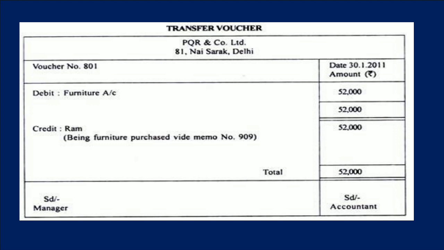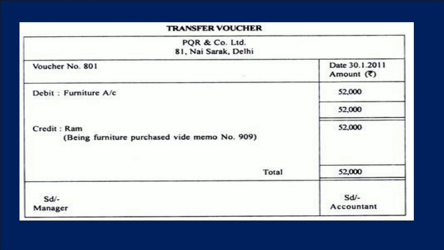Along with the debit voucher and the credit voucher we have to prepare a transfer voucher. So what is a transfer voucher? When we transfer goods from one place to another, just like from godown to showroom, in that case we can use this. Just like here we can see in the transfer voucher, on the top we have to write transfer voucher, then the name of the business organization along with the address, voucher number and date.